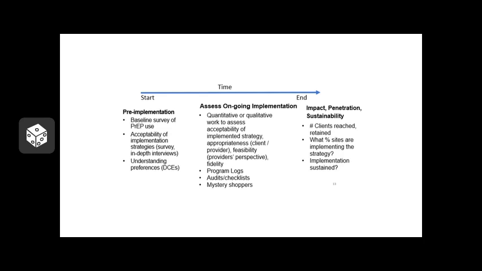As you're ongoing, you could do quantitative and qualitative evaluation of actual strategies, so from the client and provider feasibility. You're not just asking about PrEP, but for example, if you're doing an education program, you're asking about that education program. You can use program logs and audits and checklists, mystery shoppers for fidelity, for example. And then you can also think about afterwards the penetration and sustainability: how many folks did you reach, retain, how many sites were implementing your strategy, and was it sustained over time, or did they do it for a little bit, this education program, and then they just went back to baseline after a while?